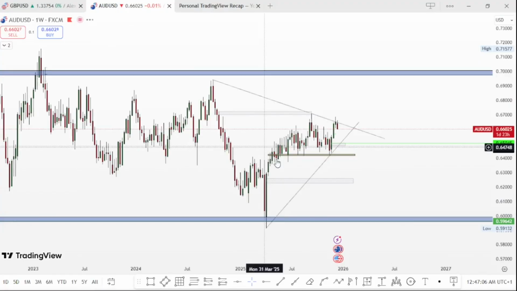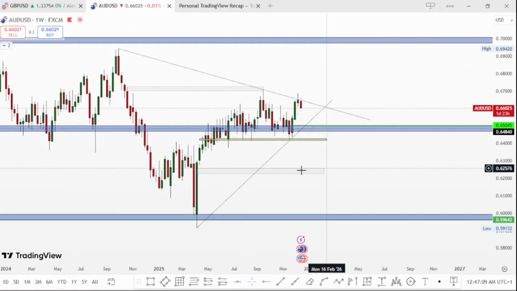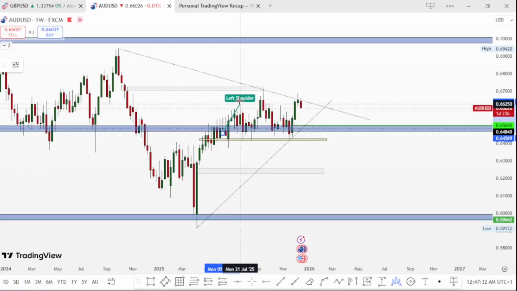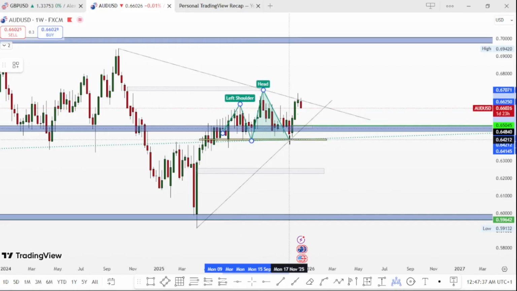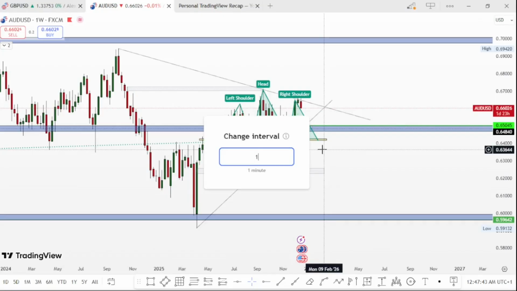Man. So you have this. If price should drop from here, drop to this region, it is simply gonna fulfill my prediction of my pattern. This is our left shoulder, our head, right shoulder. It should be clear on the daily chart.